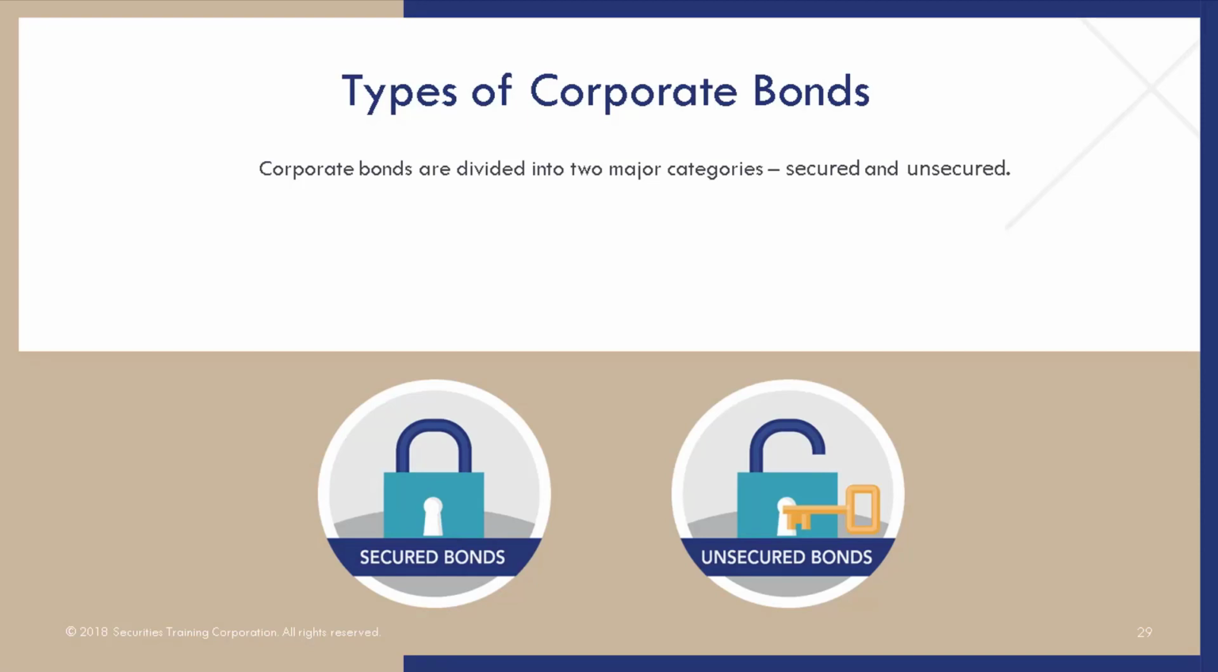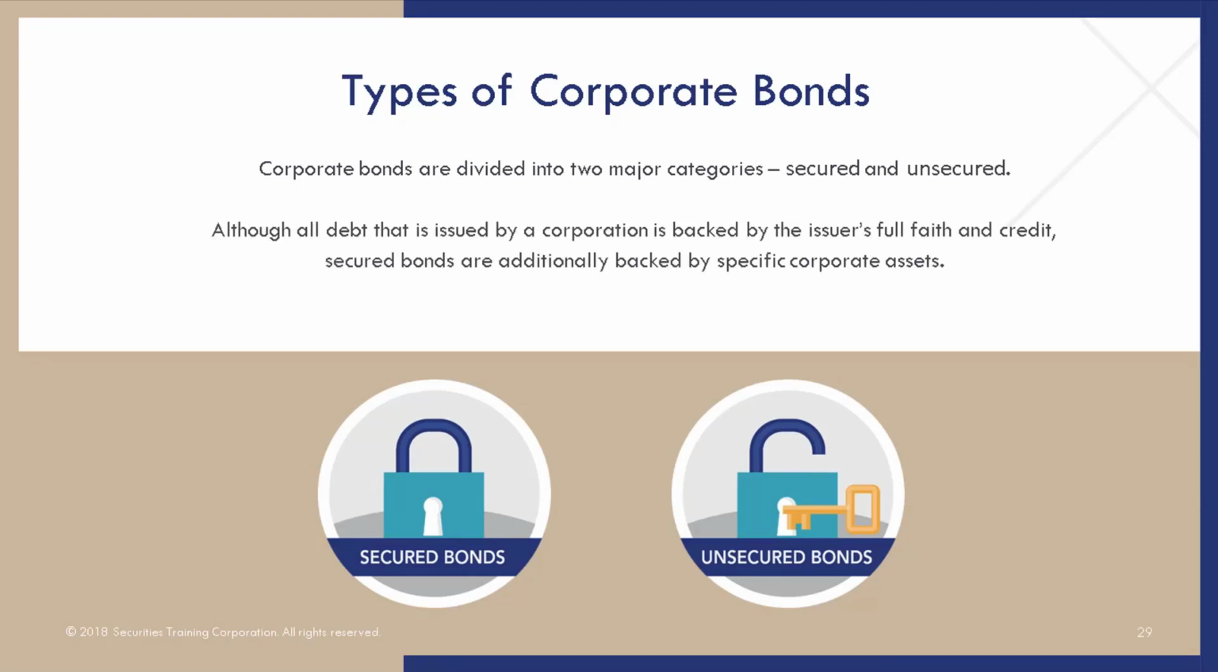Secured versus unsecured. Although the debt issued by corporations is backed by the corporation's full faith and credit, with secured bonds the corporation has pledged specific assets to back the bonds. So if the corporation defaults, the bondholders have a claim against some specific asset, and we'll look at different types of secured debt in a second.